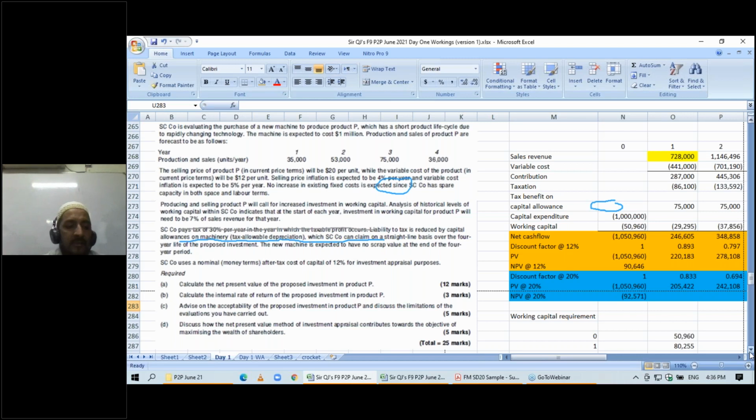Part D asks you to discuss how the net present value method of investment appraisal contributes towards the objective of maximizing the wealth of the shareholders. So students, before writing the answer, you can make a short plan. Please note, look at the time and the marks on which you should base the answer.